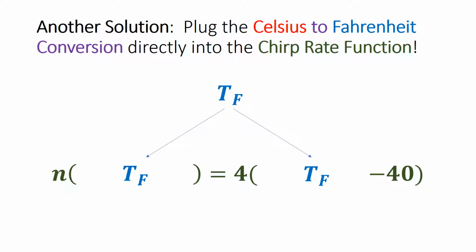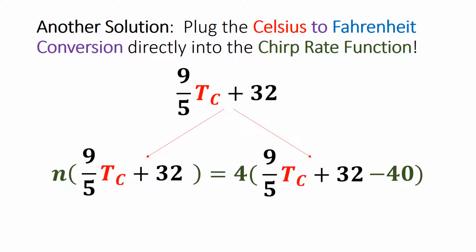Well, one other possible solution would be to plug the entire Celsius to Fahrenheit conversion formula directly into the chirp rate function. So the original chirp rate function is shown below using the Fahrenheit temperature. But let's replace the Fahrenheit temperature with the formula that uses the Celsius temperature. So on the left you see what we call the composition of the two functions, and on the right is the actual function that results. On the right, when we do the simplification, we get a formula, 36/5 times the temperature in Celsius minus 32, that gives us the chirp rate now using temperature in degrees Celsius.